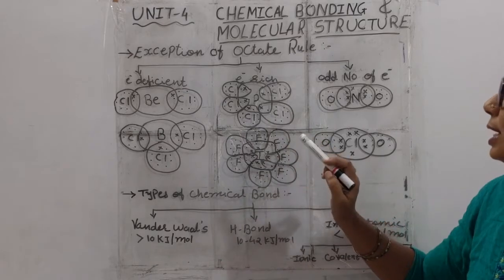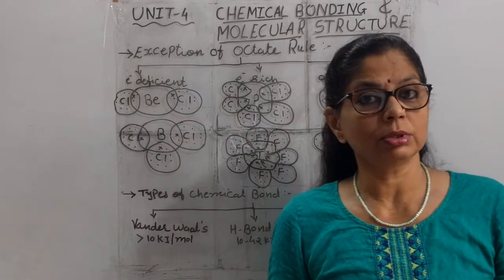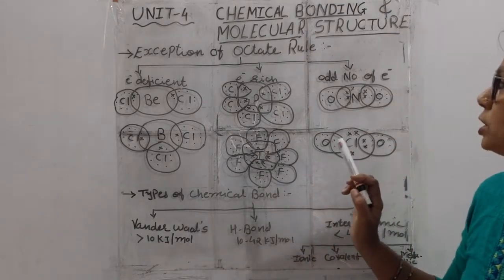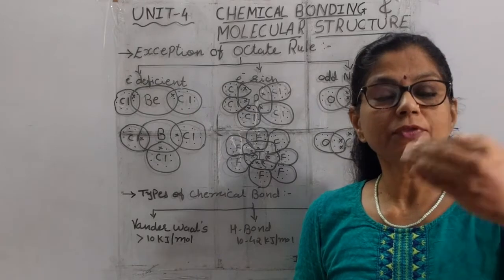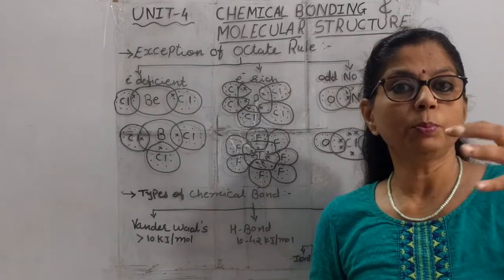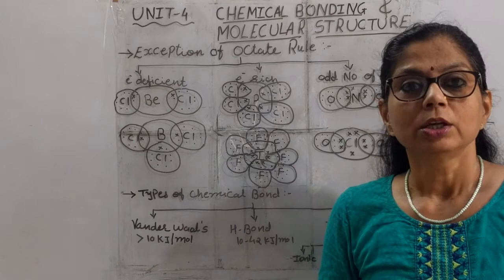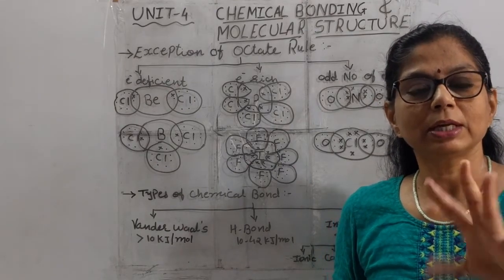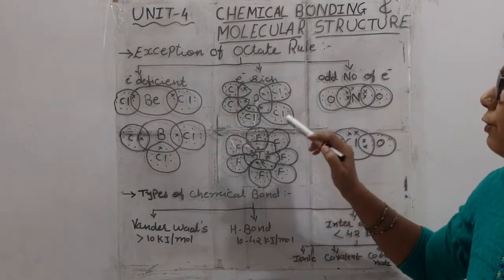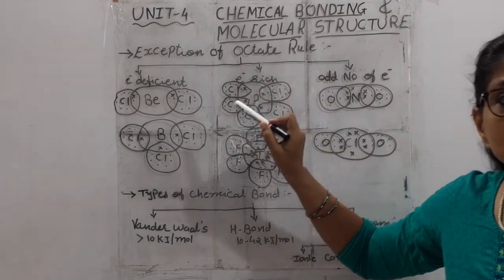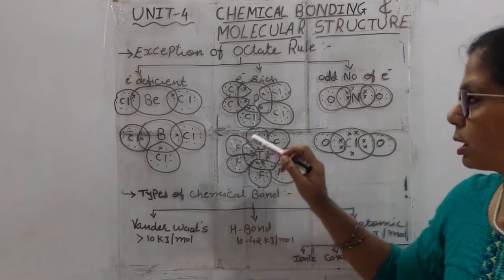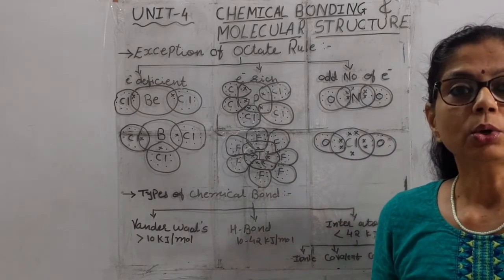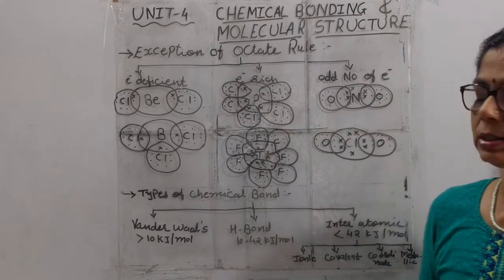Here I have taken a very well-known example, student: PCl5, phosphorus pentachloride. Phosphorus comes under the nitrogen group family. Nitrogen has 5 valence electrons, so phosphorus also has 5 valence electrons, which I have drawn by putting cross marks: 1, 2, 3, 4 and 5. As usual, chlorine has 7 valence electrons.